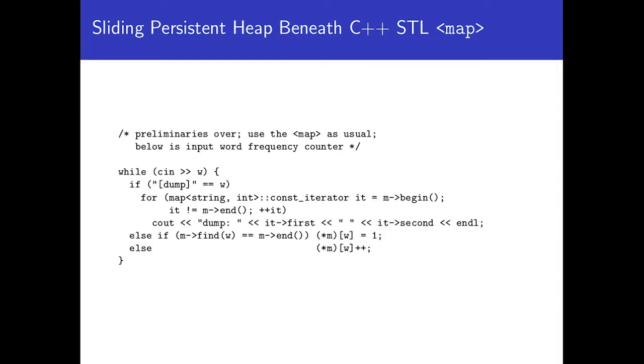And we've got a persistent C++ STL map, and we can use it exactly the same way we would use an ordinary map. This is a simple bit of code that reads words from standard input and stores them in the map associated with a count of how many times we've seen each. If you feed in the special word dump in square brackets, it's going to dump all the words that it's ever seen and their frequency counts in alphabetical order. So the claim is we've taken an STL map and made it persistent.